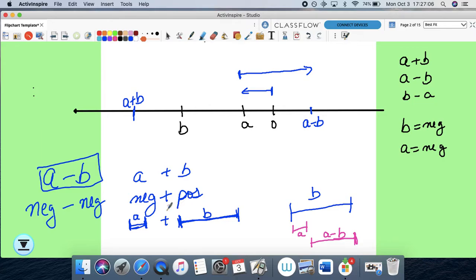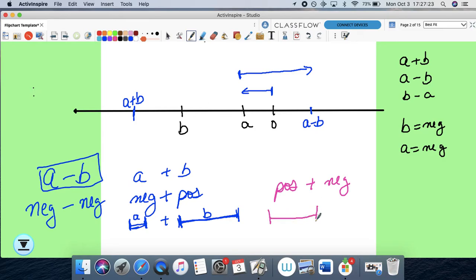Now, the other thing you could have done here is use the commutative property and change that negative to positive. And if you want to view it in a different way, all I'm going to do is write positive plus a negative. So the positive still ends up being b, and this is a.